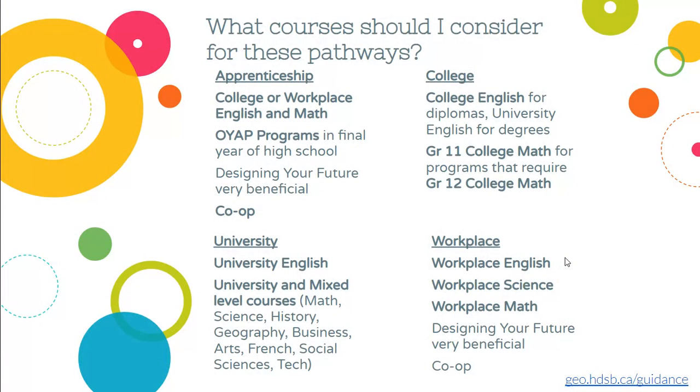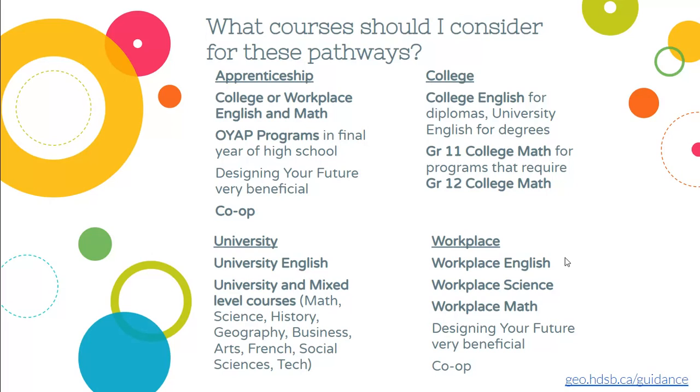So, really, what are the recommendations that we as a guidance office suggest to those students when they're thinking about these different pathways? If you're leaning towards the apprenticeship pathway, we would suggest the college or workplace English and math courses. Those are really key courses that you will need in terms of that pathway. You could enter an OYAP program, an Ontario Youth Apprenticeship Program, in your final year of high school, or even as grade 13 in high school if you want. Effectively, that's a pre-apprenticeship program, and I'll get into that in a little bit more detail shortly.